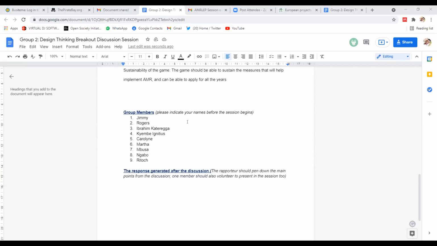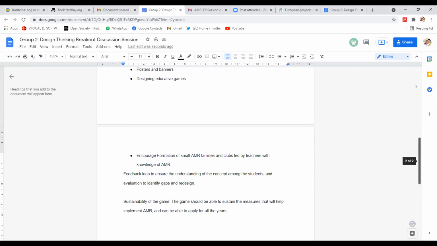So these are the team members, our group members that were in Group 2. We had Jime, Rogers, Ibrahim Katalega, Ignatius, Caroline, Martha, Mbusa, Ngabo, and Ritoch. I don't know whether I pronounced the name right.